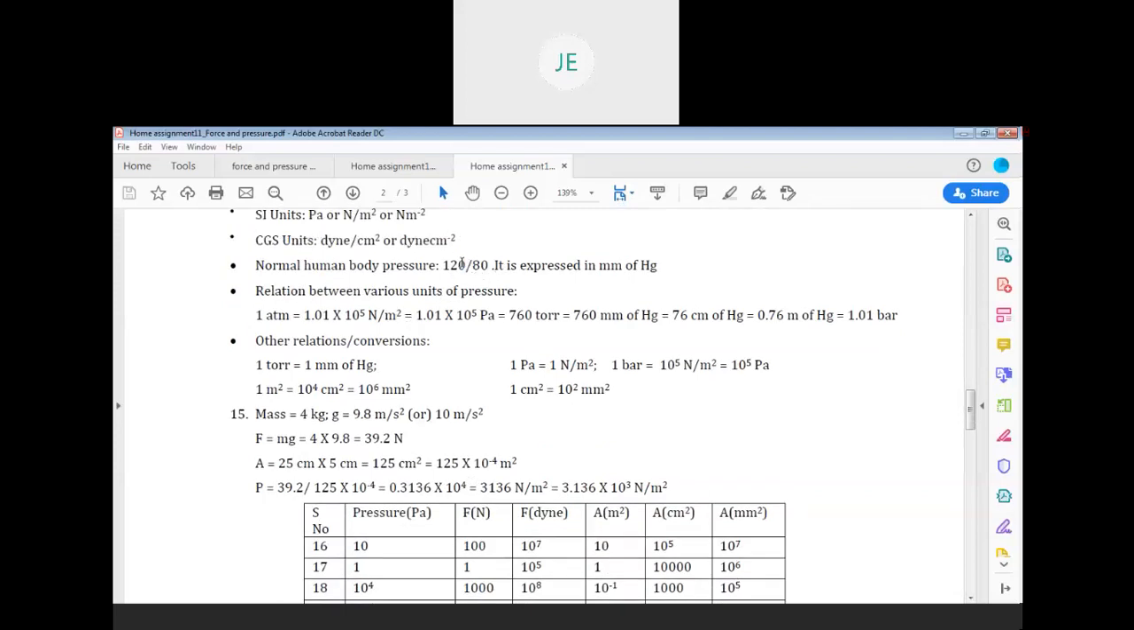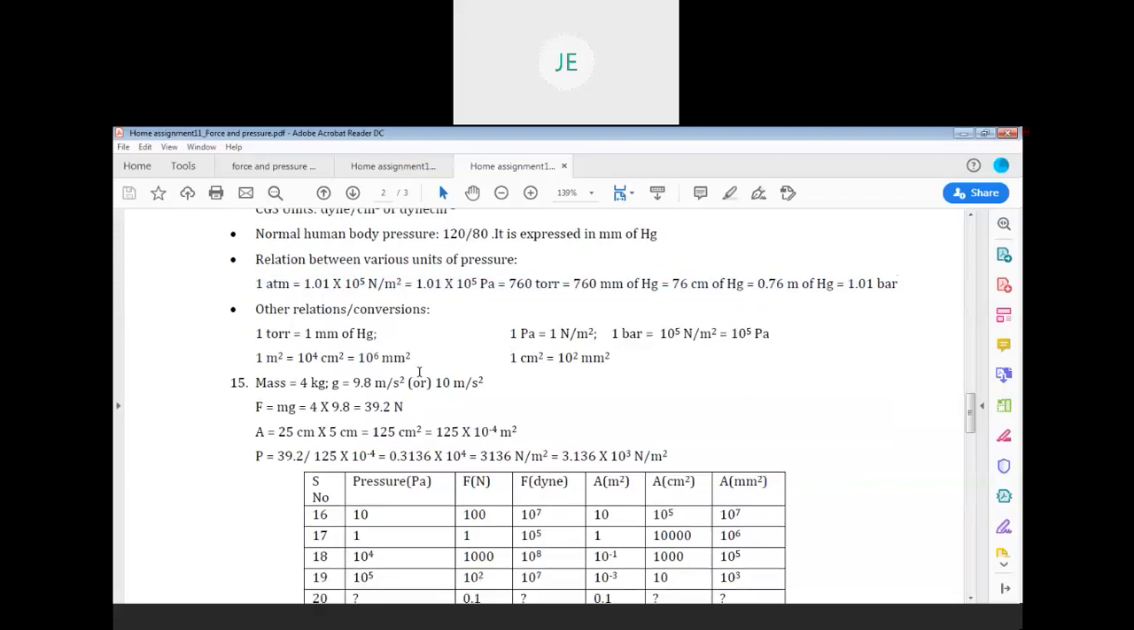And normal human body pressure is 120 by 80, that is 120 mm of Hg, 80 mm of Hg. It's expressed in mm of Hg. And we cannot say, one of you is telling, 120 by 80 we can cancel. No sir, we cannot say that, because these are biological terms. This is systolic pressure, diastolic pressure.